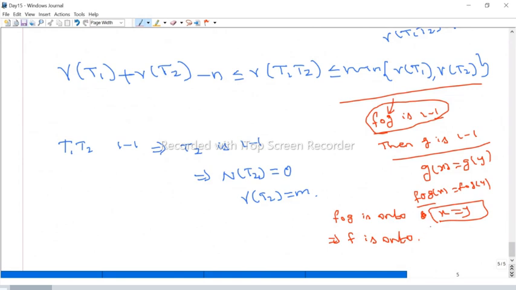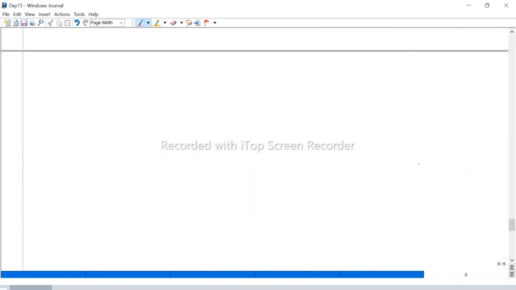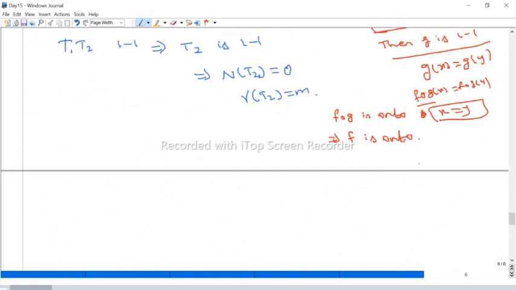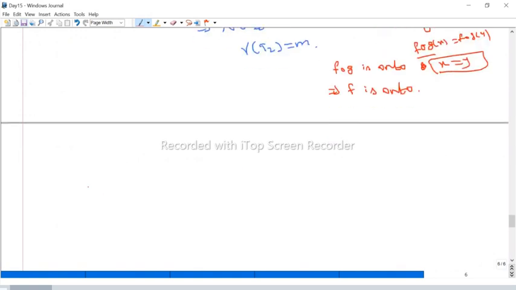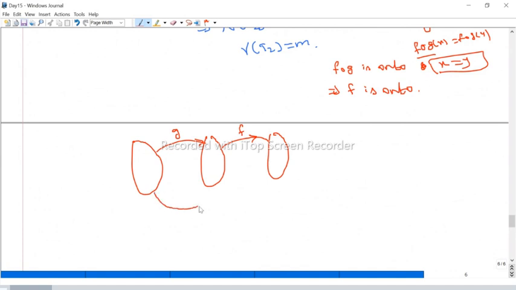So how to prove this one? That is very simple. Maybe I draw the picture here. Suppose this is some set, and this is another set, and this is another set. Here we have a function, and here there is some function. Suppose I call this function F, and this function G. Now the total function from here to here, we call that function F composition G.